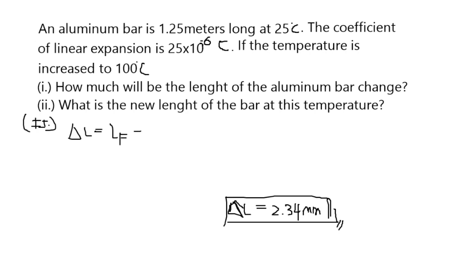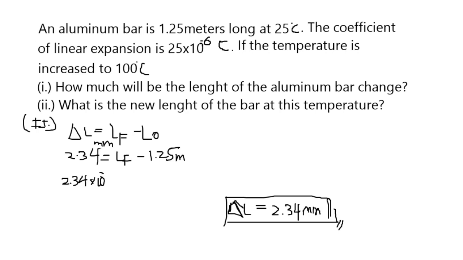Celsius. So change in length is, we can just define this as the final length minus the initial length. Change in length is 2.34. Ang hinahanap natin is yung final length. And the initial length is 1.25 siya. So we're just going to subtract this here. Don't forget the units. Millimeters yung isa.